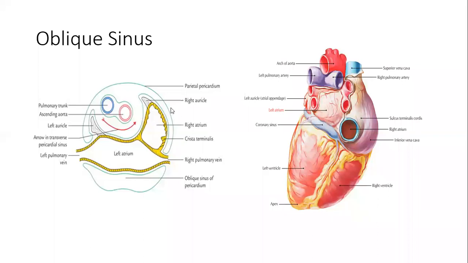So the oblique sinus is the passageway located in the pericardial cavity, present over the posterior aspect of the left atrium. Whereas the transverse sinus is the part of the pericardial cavity forming a transverse passageway between two sets of great vessels: anteriorly the pulmonary trunk and aorta, and posteriorly the superior vena cava and pulmonary veins.